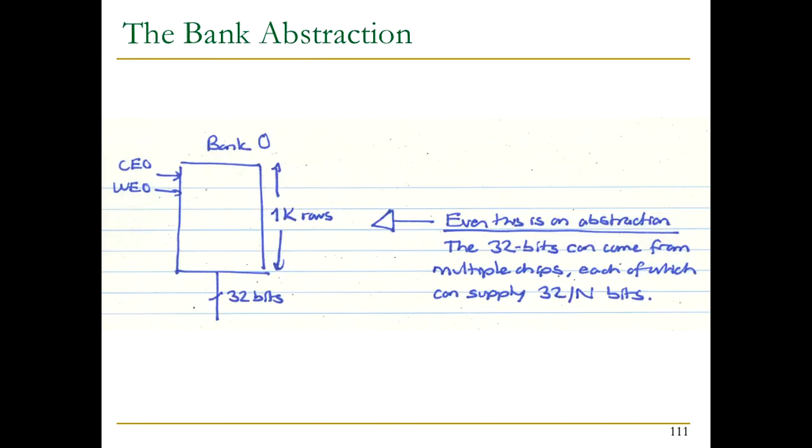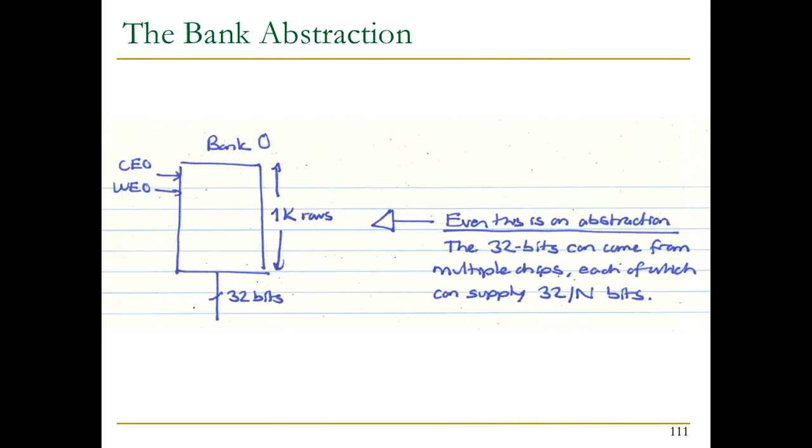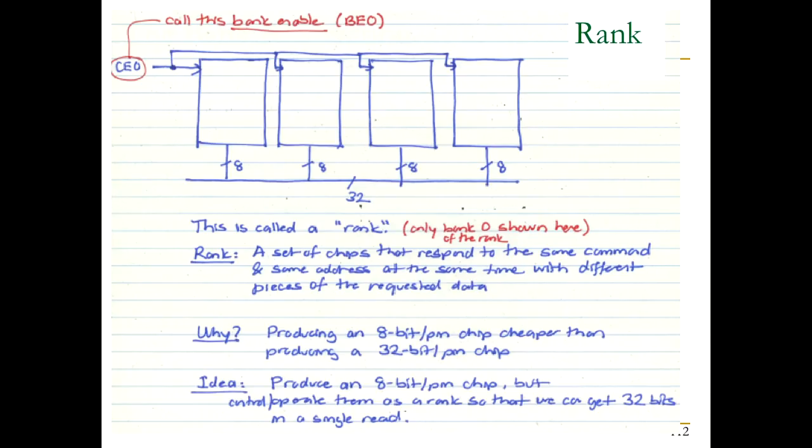But you don't get 32 bits at a time from one chip, as we've discussed, right? This really comes from different chips, because 32 bits is costly if it comes from a single chip. So what you do is you have 4 different chips, each providing 8 bits. And this is called a rank. In this case, only bank zero is shown of the rank. You can have other banks in each chip. So this is one chip, this is another chip, another chip, another chip. They're all supplying different 8 bits of the 32 bits that you're looking for.